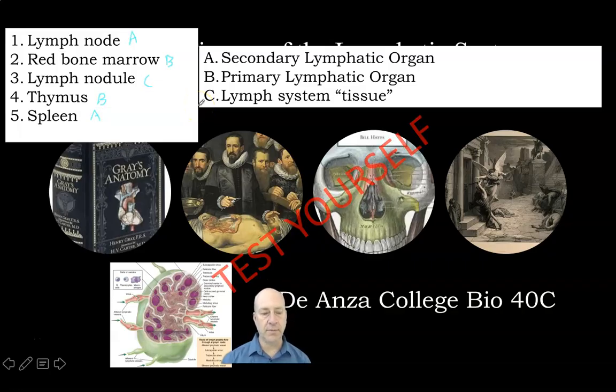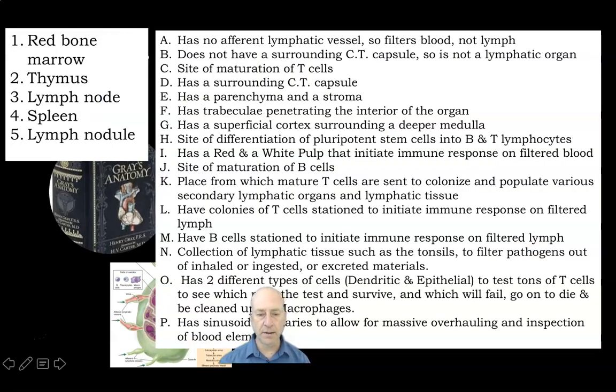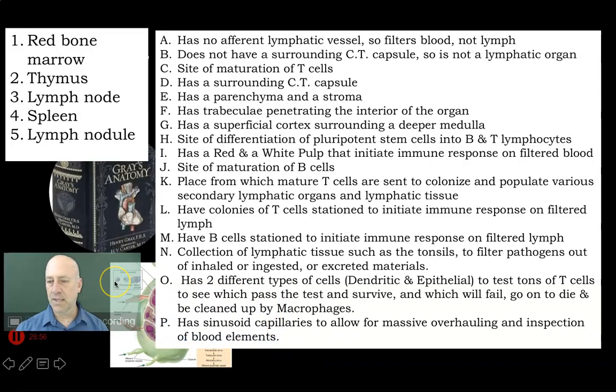And now let's go to the little bit longer one where we're going to tease apart a little bit more of these elements here and come up with a longer list, okay? No afferent lymphatic vessel, filters blood, not lymph. That's the spleen. Does not have a surrounding connective tissue capsule, so it's not a lymphatic organ. That's the lymph nodule. The other four above it are all organs.